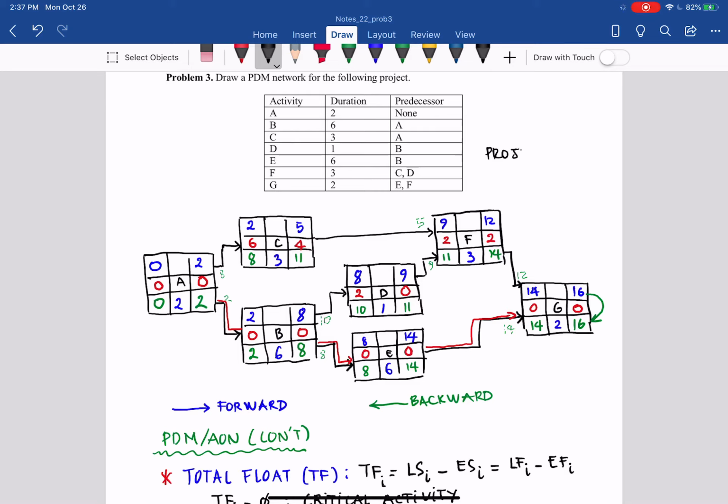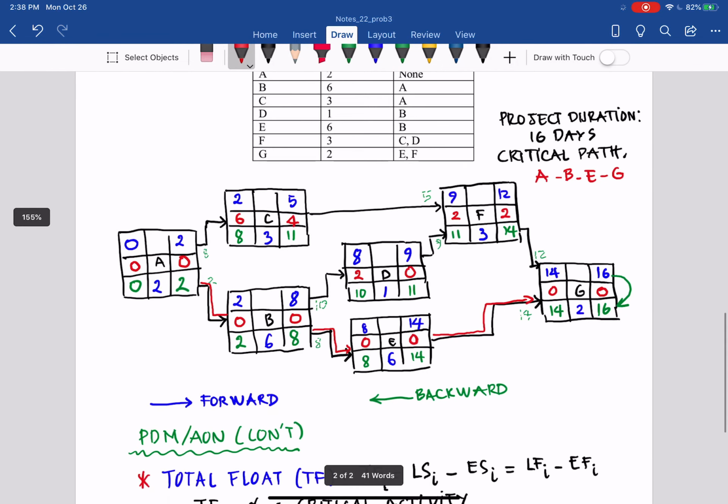So from that, you can determine the project duration. Project duration is 16 days, and then the critical path is A, B, E, G, and that is the same as problem 1 that you learned earlier.